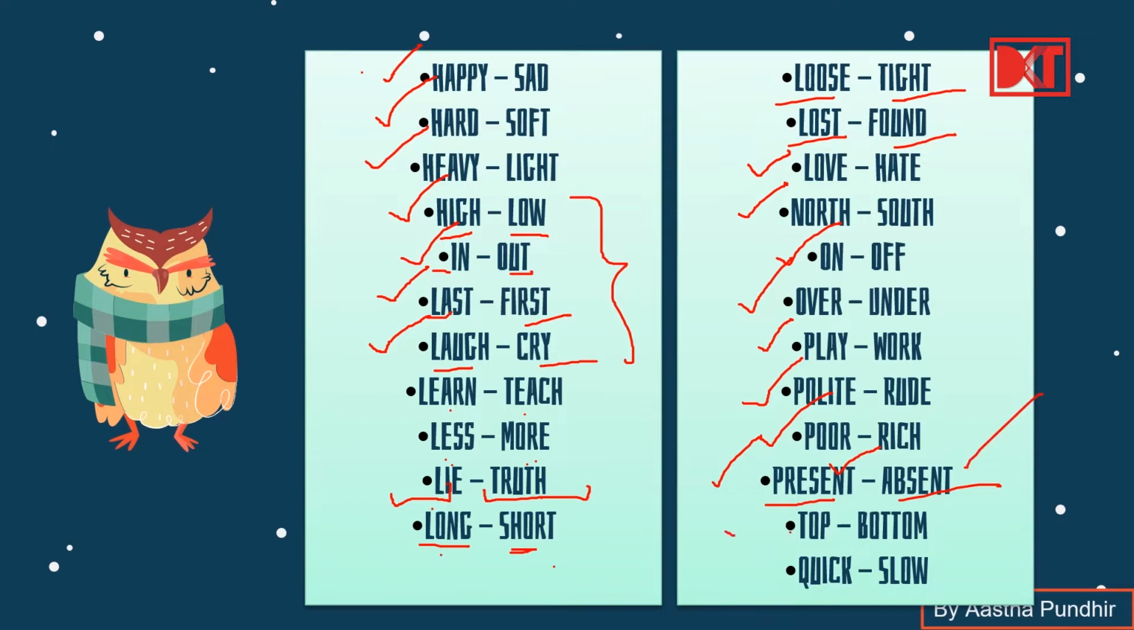Right? Top and bottom, quick and slow. आप देख रहे हैं इन सब में similarities क्या हैं? Similarities are that both of them, they mean the opposite. So let's move on.